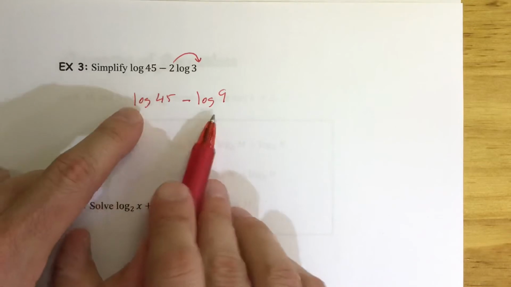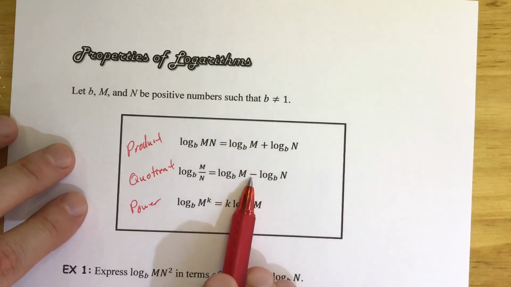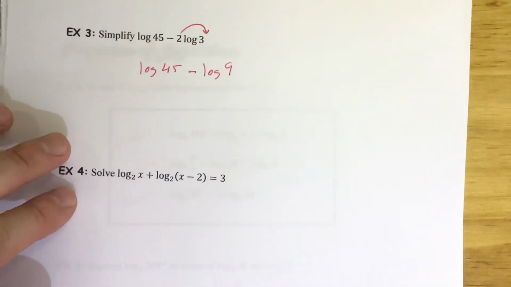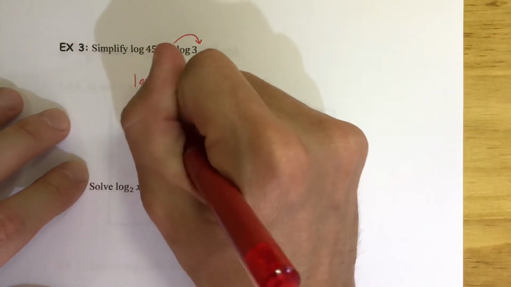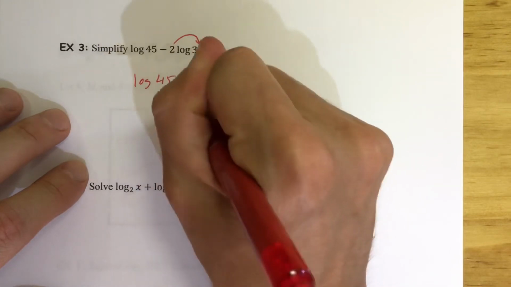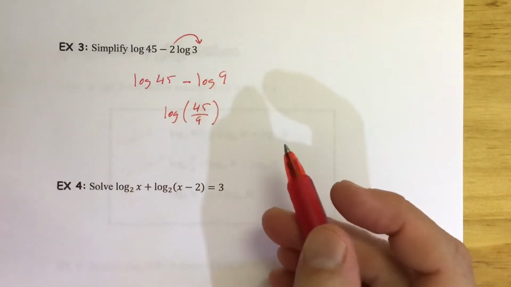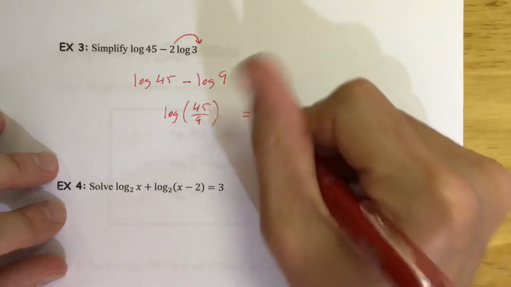To completely pull these together now, go back to the properties here, that subtraction will become division. You got to be careful that you don't do subtraction become subtraction. This is division. We got log 45 over 9, which, yeah, conveniently is log of 5.